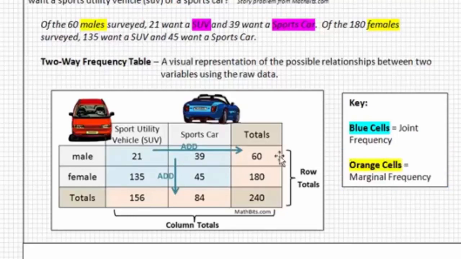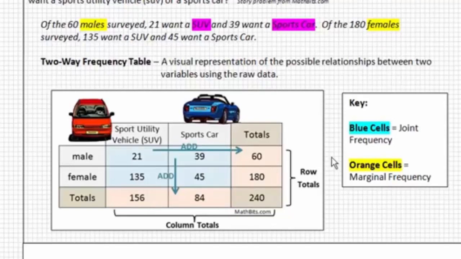When we're looking at the totals, and I call it orange, but I didn't have an orange highlighter, the totals for each of the categories, those are called marginal frequency. One way to help remember that is if you think about the margins of your paper, right? That's what's on the edge, the header, or where the red line is on notebook paper. Those are the margins, and totals here are marginal frequency. Please know that 240, the overall total, is not part of the marginal frequency. It's just 60, 180, 84, and 156 in this case.